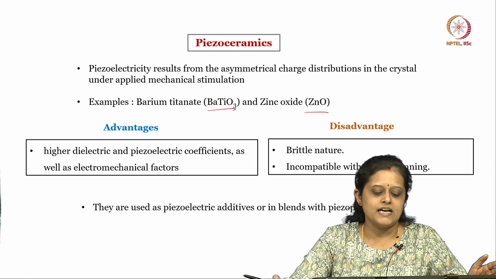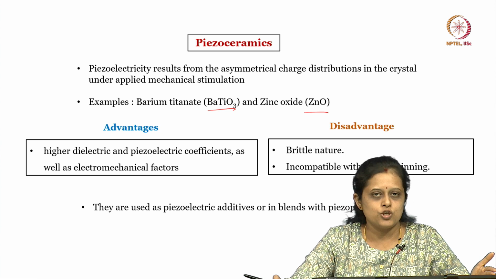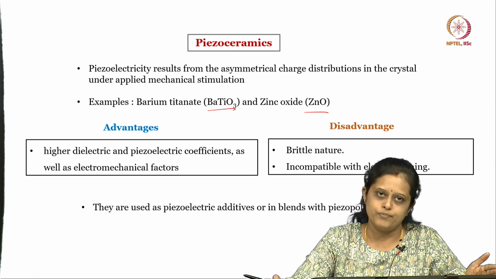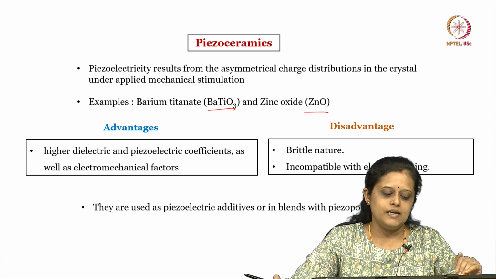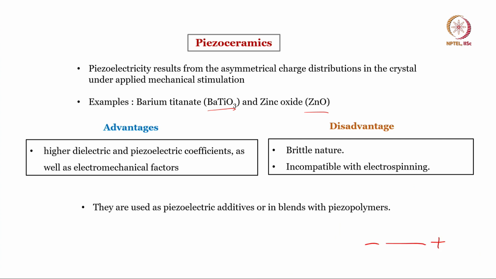High dielectric as well as piezoelectric coefficient help in the successive polarization of the material leading to the enhanced piezoelectric property. But these materials, apart from this, have some disadvantages, such as the nature of the material, it is highly brittle. So the brittle nature of the material poses complications during the processing, and also during electrospinning, which is a widely used, well known technique in order to enhance the piezoelectric property of the material.